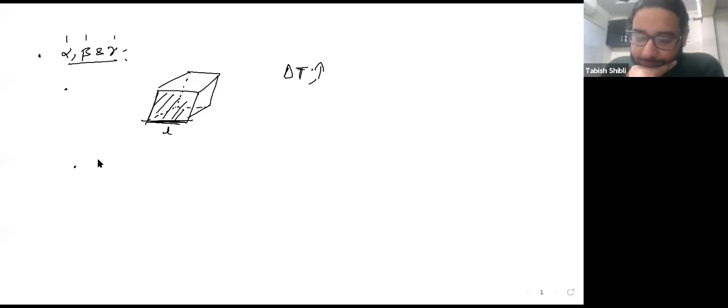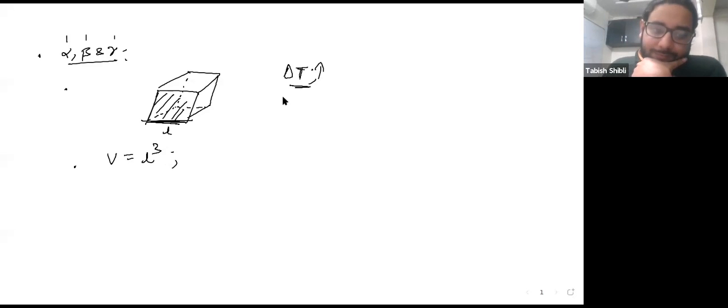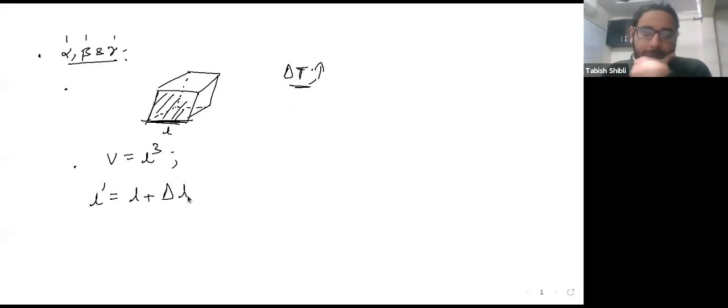So what is the volume of this? Well, the volume of this is L cubed, right? Now we're heating this and changing the temperature by delta T. So the length changes by some amount, which is L plus delta L. Now this is your new length, its length has increased. What is delta L? Can someone remind me of the formula we calculated yesterday?